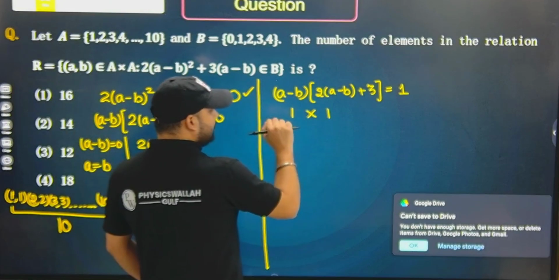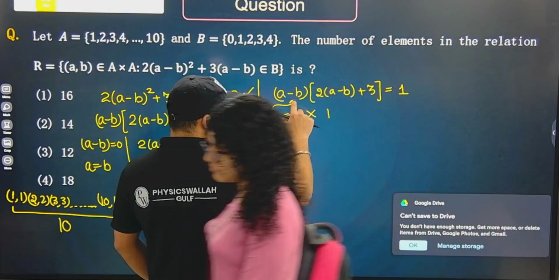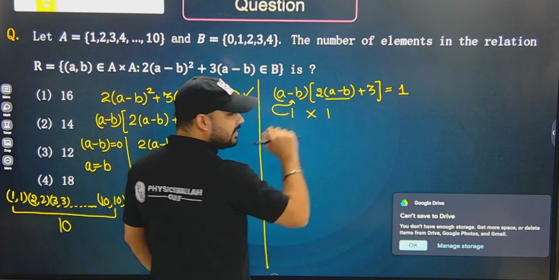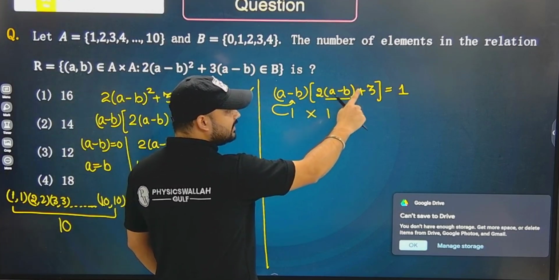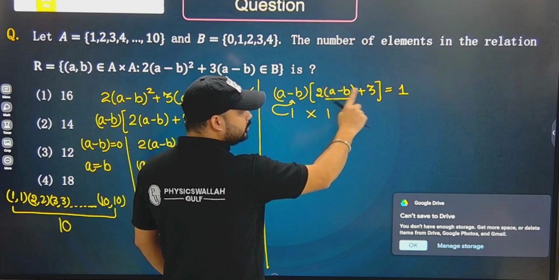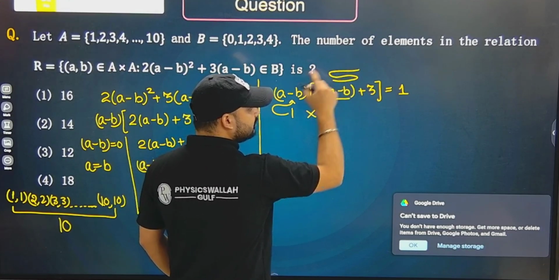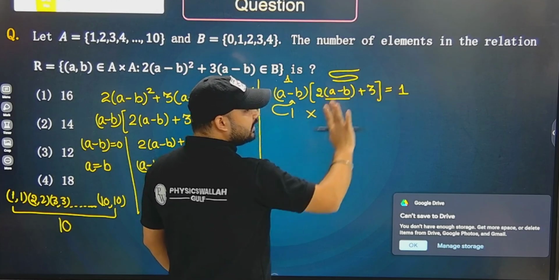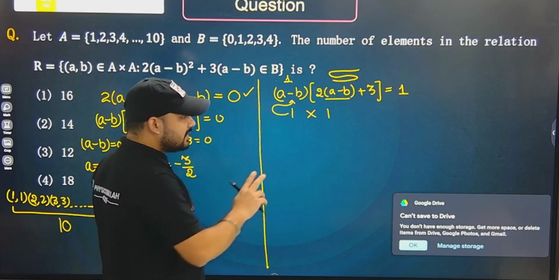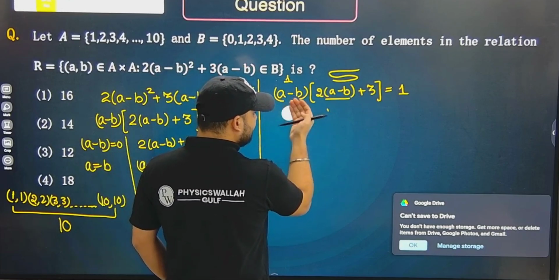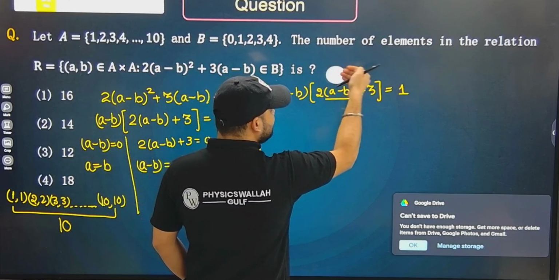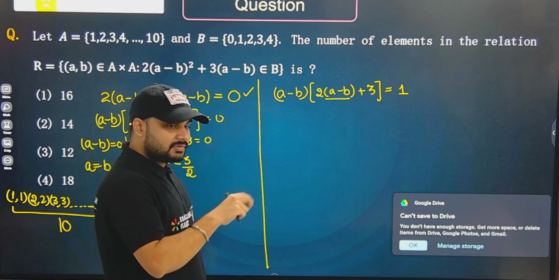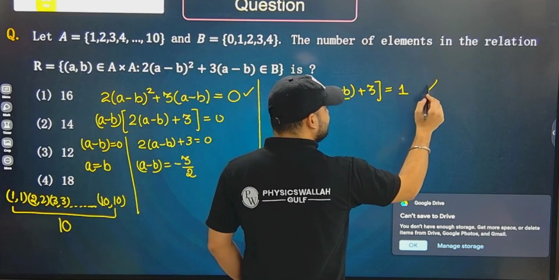Now what happens here, if we take a minus b as 1, here also we are having a minus b, it means 2 into 1 plus 3. 2 into 1, 2. 2 plus 3, 5. So this is going to become 5 and this is 1. 1 into 5, here we are having 1. Is it possible? No. So we can't take this particular situation, okay? And for this situation, we don't have any other combination so that we are going to end with 1. So we are not moving further with this situation, okay?